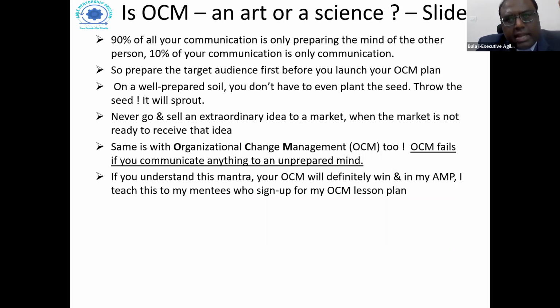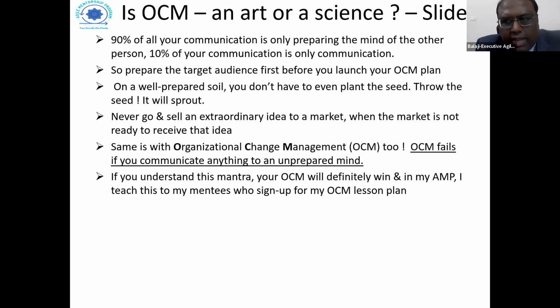Now, having said this, this slide is an important slide. I'm just trying to tell some basic things before you jump onto organization change management. Had you done some of the precursor activities? What I'm trying to say here is, 90% of communication is only preparing the mind of the other person. Only 10% of communication is actually what we articulate. So prepare the target audience first before you launch your OCM plan.